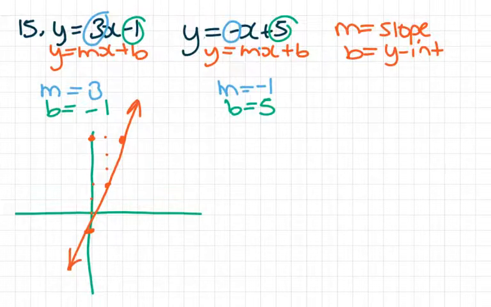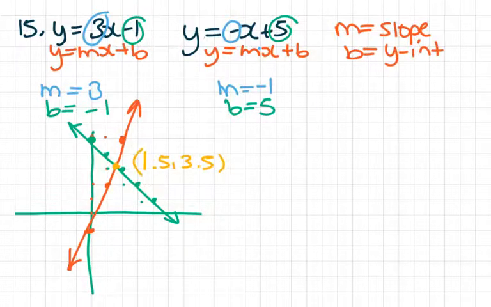So that's the first equation. The second one, my y-intercept was 5, and then my slope is negative 1, so I'm going to go down 1, over 1, down 1, over 1, and so on, and then connect that. Now I need to check where they intersect, and it's right about at 1.5, 3.5. And now I have solved for x. So that's the point of intersection equals the solution.